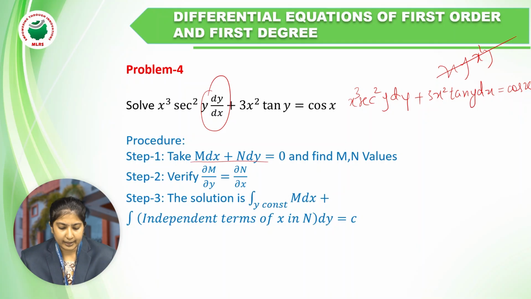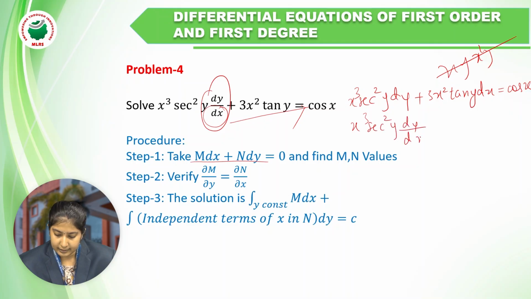Is this okay? Anything we can do? See, if you are cross multiplying, this dx is being multiplied with this. So how can we write it? Any idea? At that time, what we can do is that you take it like this: x cube secant square y into dy by dx is equal to cos x minus 3x square tan y. If you take it like this, any problem? We can write it like this.